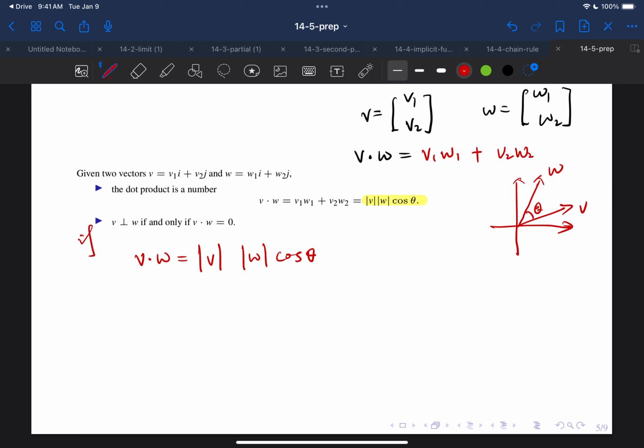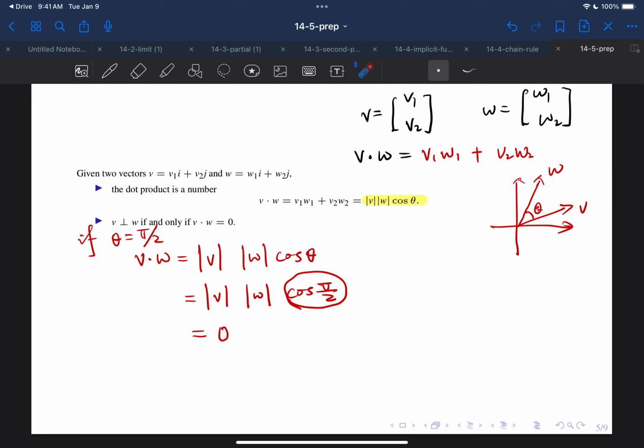So if theta is 90 degrees, or in radians pi over 2, then cosine pi over 2, cosine 90 degrees, becomes 0. And 0 times anything becomes 0. So that gives us the next useful property: v is perpendicular to w, or forms 90 degrees with w, if and only if their dot product equals 0.